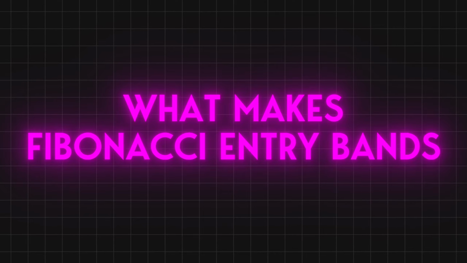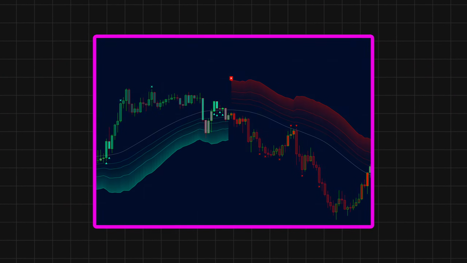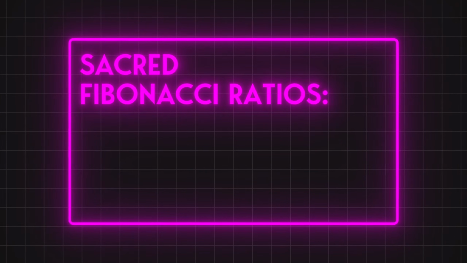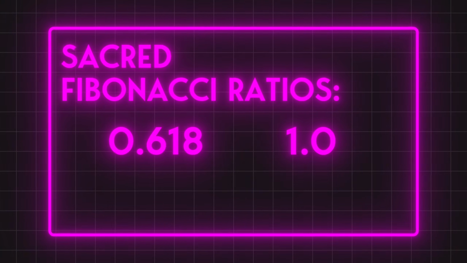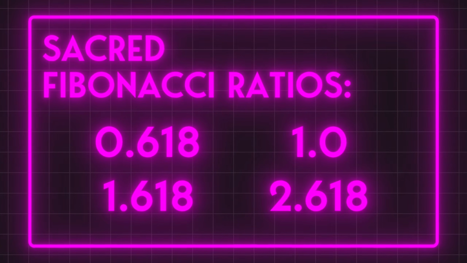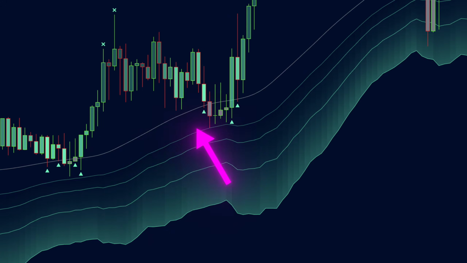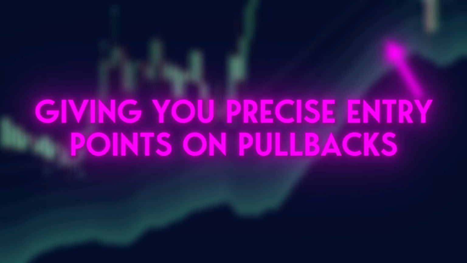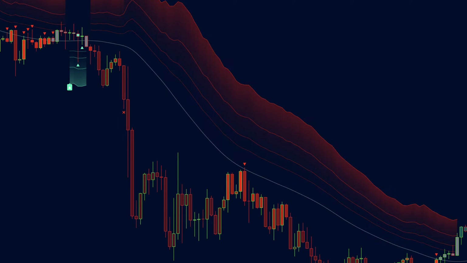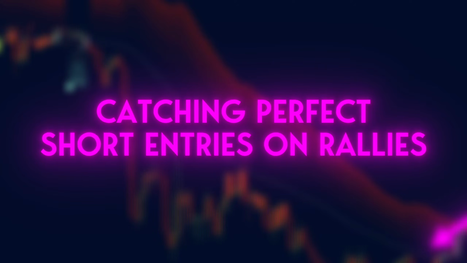What makes Fibonacci entry bands so powerful is its hybrid approach. It uses the sacred Fibonacci ratios 0.618, 1.0, 1.618, and 2.618 as multipliers on volatility measures to create layered profit zones around a trend-following moving average. During uptrends, only the lower bands become active, giving you precise entry points on pullbacks, and during downtrends, the upper bands activate, catching perfect short entries on rallies.